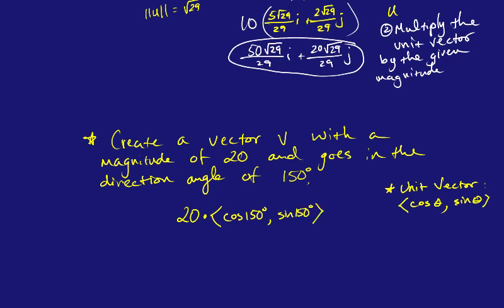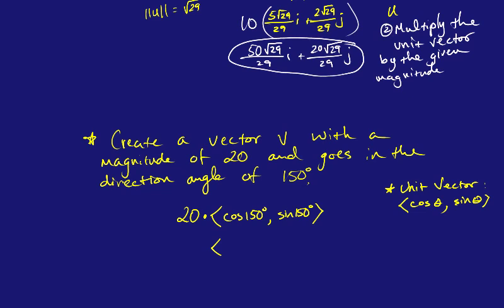The reason this works is because the unit vector has a magnitude of 1, so cosine 150, sine 150 creates a vector with a magnitude of 1, and then when you multiply by 20, now it's a vector with a magnitude of 20, but going at that angle. I've chosen 150 degrees so I don't have to use a calculator, but if it's an angle that isn't on the unit circle, just use your calculator and round to an appropriate decimal place.